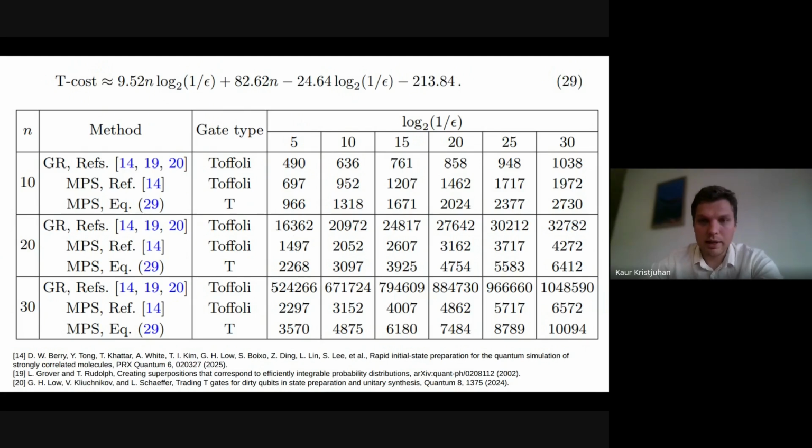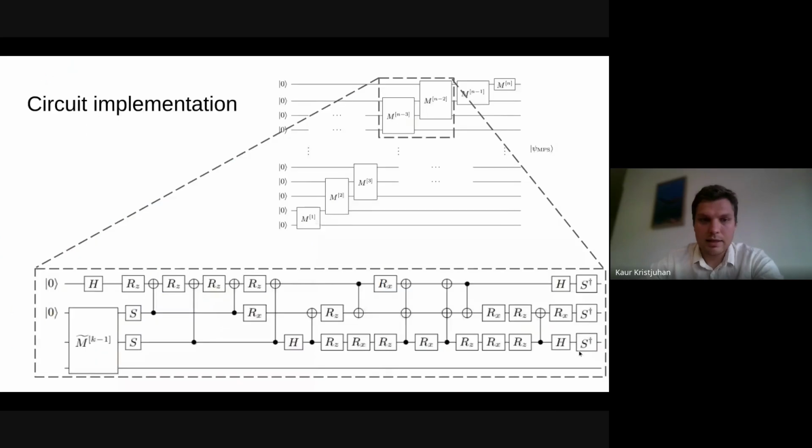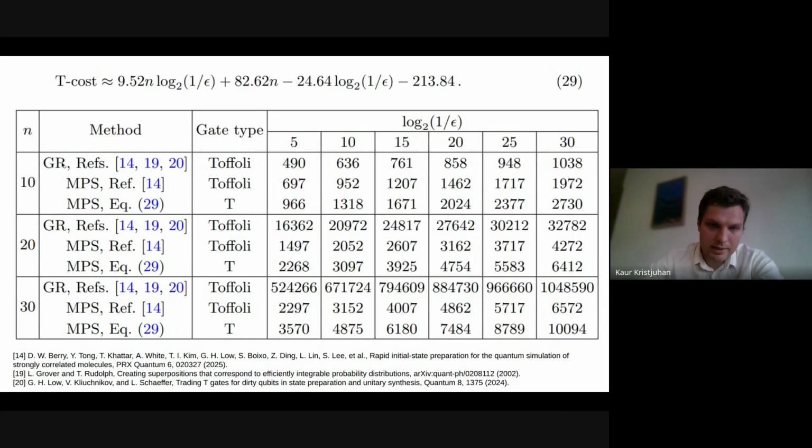Additionally, something that our circuit doesn't have is any ancilla qubits. A 3-qubit operator is just a bunch of operations on those 3 qubits. Whereas these other techniques are actually making use of QROM, which is like quantum read-only memory.